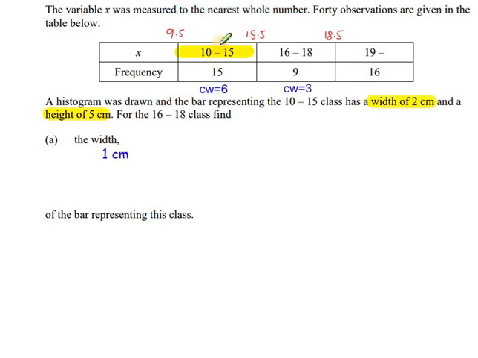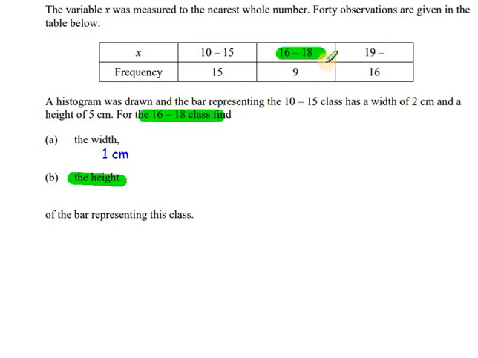This class interval has a class width of 6, and on a histogram the bar for this particular class is 2 centimeters wide. Now this class has half the class width, so on the graph of your histogram the width will be half of this as well, so 1 centimeter. Now we need to work out the height of the 16 to 18 class.